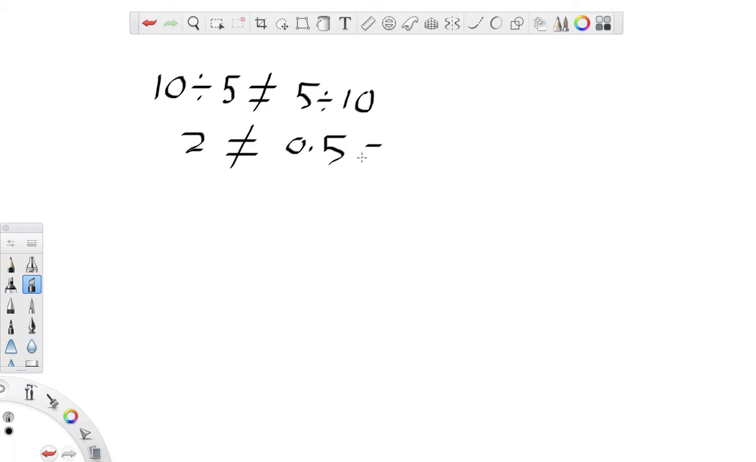So therefore, let's write: division is not commutative.